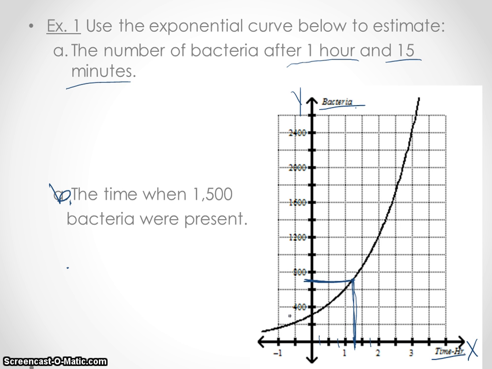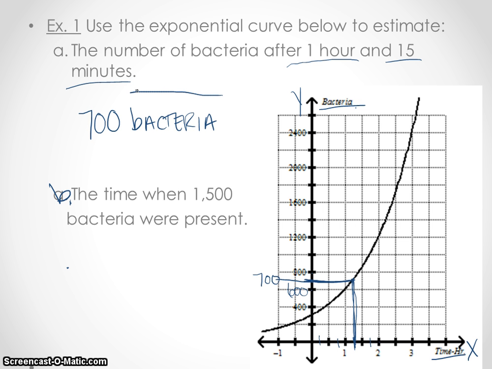Then we have to read our bacteria axis and see what it's being scaled by. Since this hash mark is 400, half of that at this first one would be 200, making this one right here 600. If we're between 600 and 800, this must be around at least the 700 mark. So our answer to letter A would be 700 bacteria.